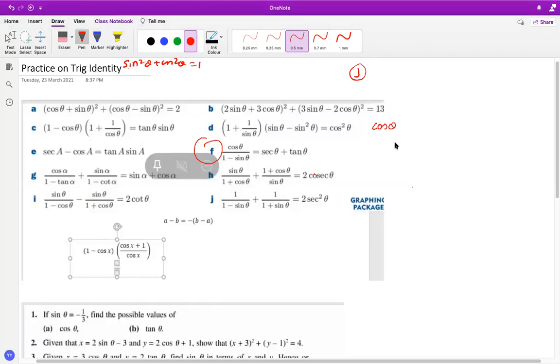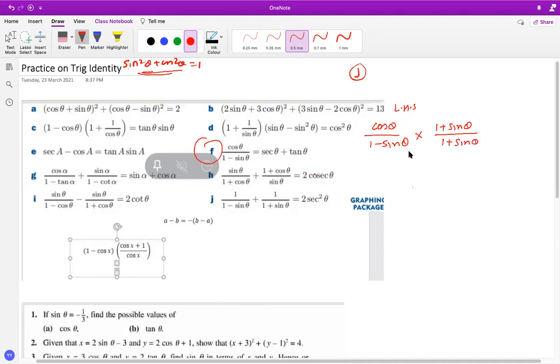So for the f part, what we do is cos θ over 1 - sin θ, that's the left hand side. Now in this case, you can see that there is no possibility of going ahead. So somehow I have to use the identities that I've learned here. So what I do is I am just going to multiply this with 1 + sin θ, and divide also by 1 + sin θ.